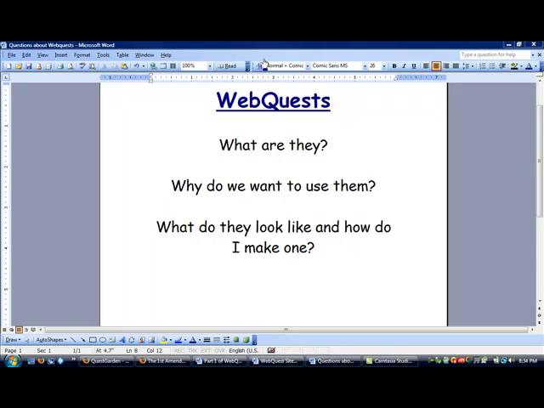WebQuests are designed to use learners' time well, to focus on using information rather than looking for it, and to support learners' thinking at the levels of analysis, synthesis, and evaluation. The idea of using WebQuests is that they are internet-based and students will use them to answer important questions about your content area using internet resources that you have supplied for them.